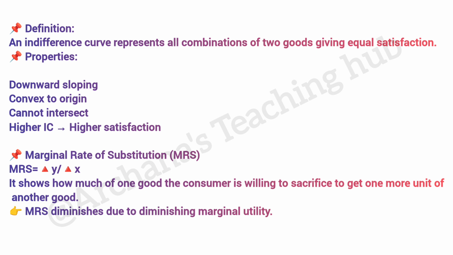Properties of indifference curve. First, downward sloping. Second, convex to origin. Third, cannot intersect each other. Four, higher means higher satisfaction. Marginal rate of substitution, MRS. MRS is equal to change in Y over change in X. It shows how much of one good the consumer is willing to sacrifice to get one more unit of another good. MRS diminishes due to diminishing marginal utility.